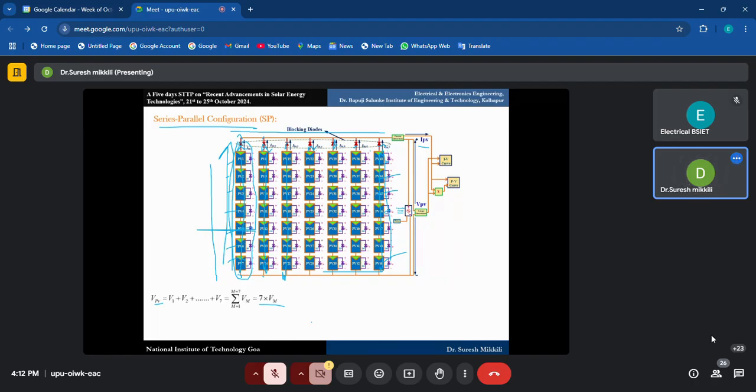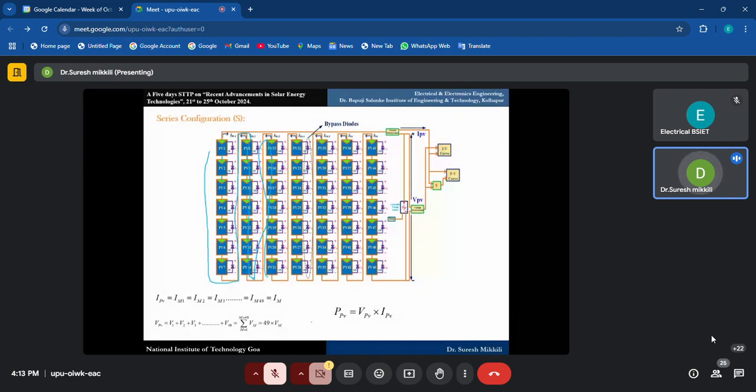So VPV is the summation of voltages of the modules in the string, and currents are the summation of string currents. So you are going to get the same amount of power, 7 Vm into 7 Im, which is 49 Im into Vm only. But when the problem comes, during uniform irradiance conditions, all the configurations will give you the same amount of power. But if any one module is shaded, try to understand.